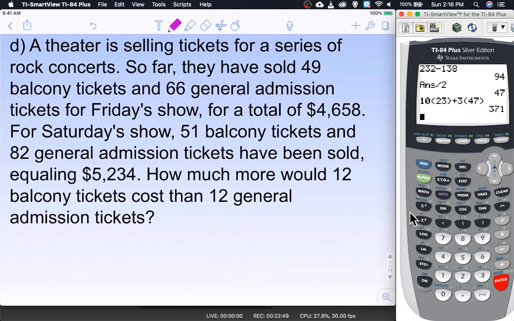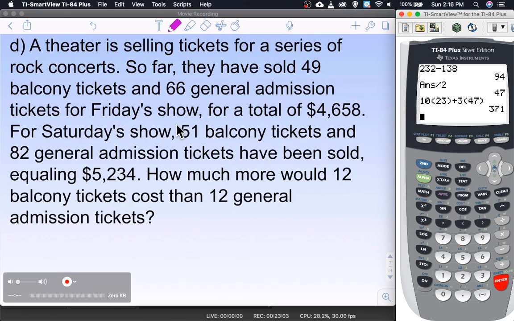Letter D. A theater selling tickets for a series of rock concerts. So far, they have sold 49 balcony tickets and 66 general admission tickets for Friday's show, for a total of $4,658. For Saturday's show, 51 balcony tickets and 82 general admission tickets have been sold, equaling that much money. How much more would 12 balcony tickets cost than 12 general admission tickets?